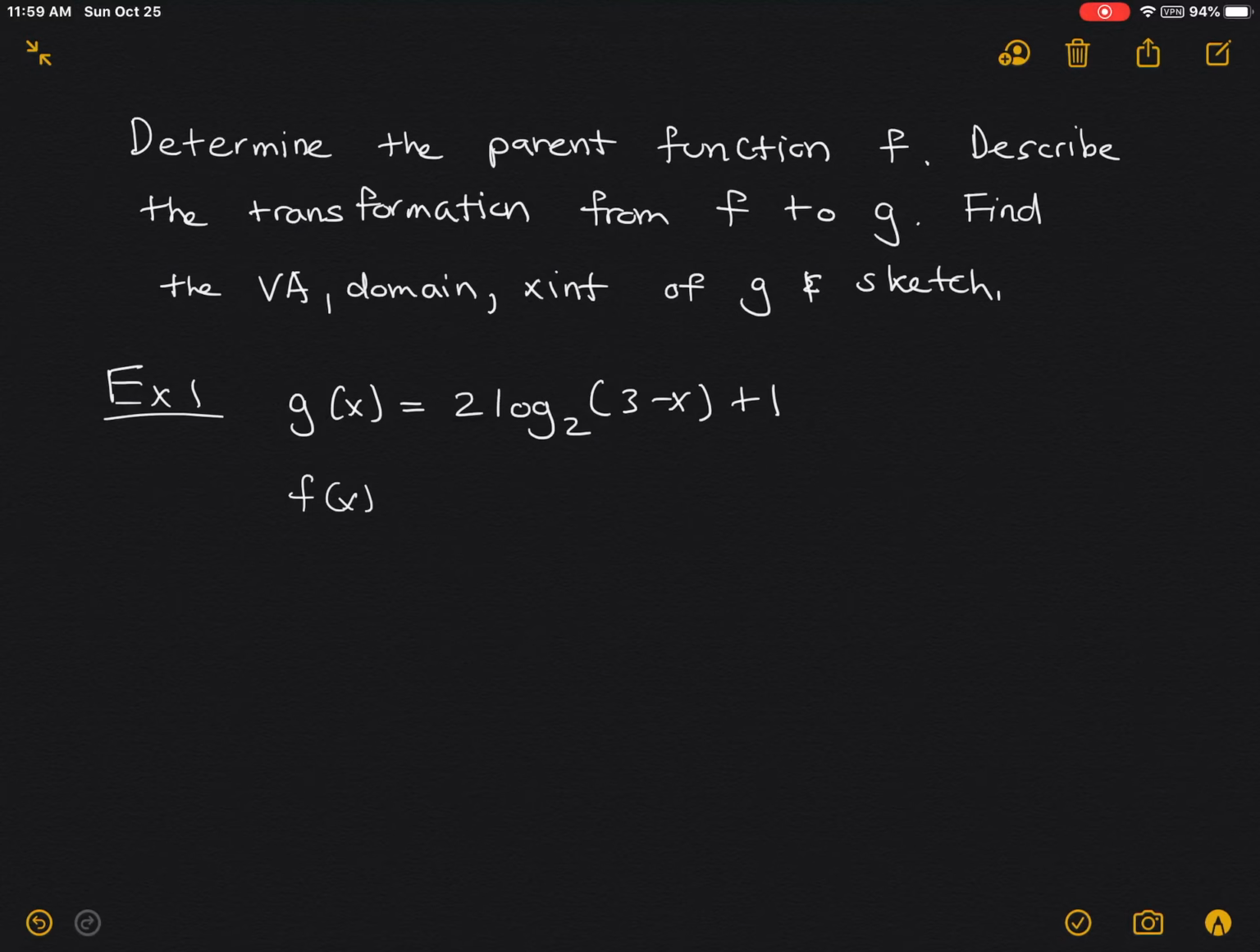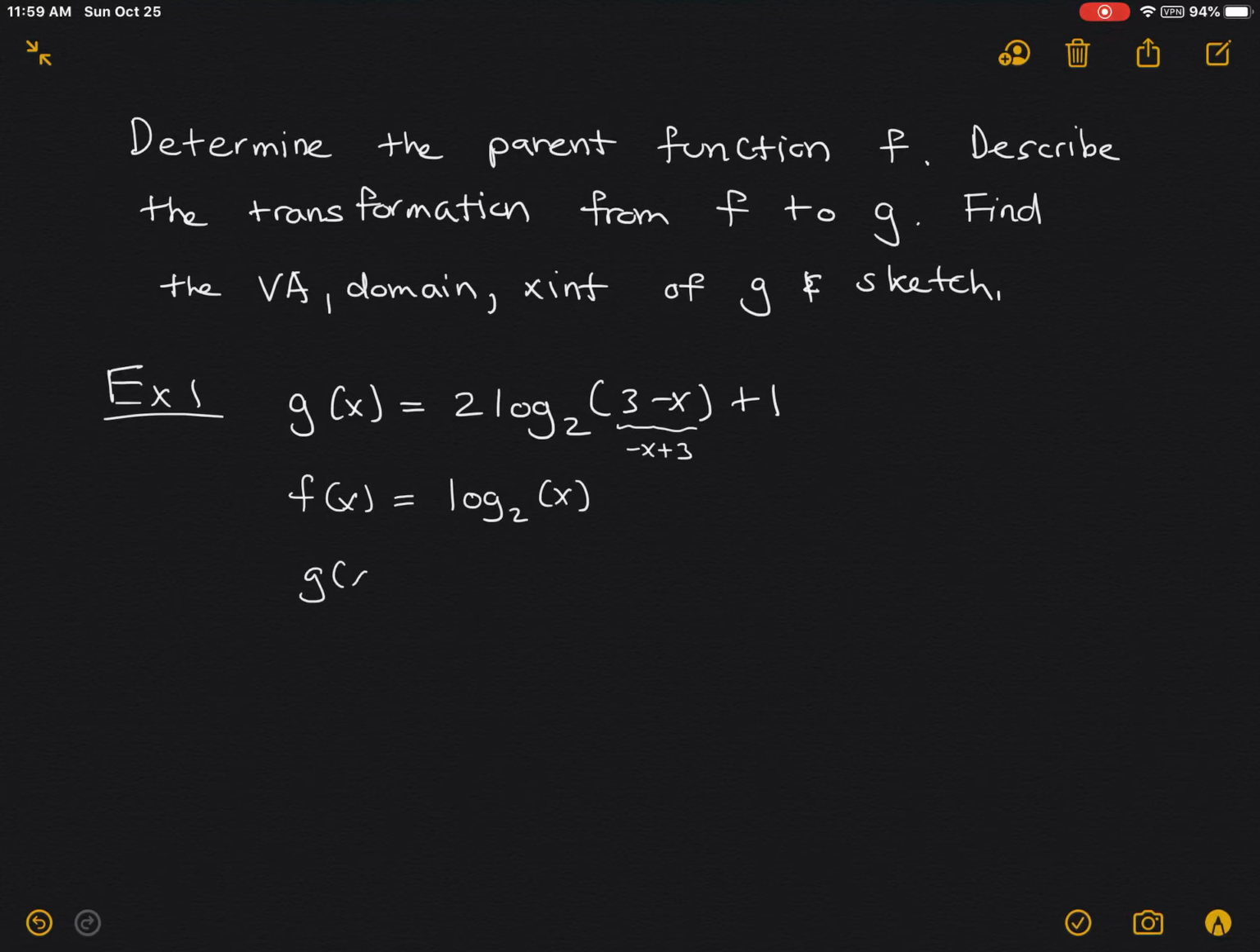All right, so the parent function is basically f of x is equal to log base 2 of x. So hopefully you can see that, without the 3, without the minus, without the vertical stretch, without the vertical translation.